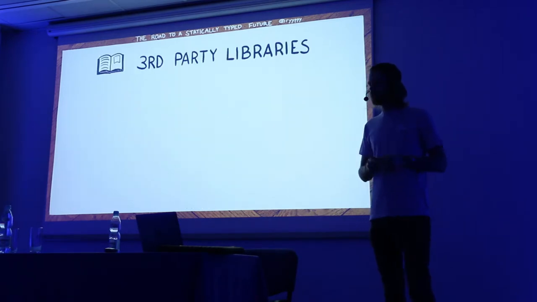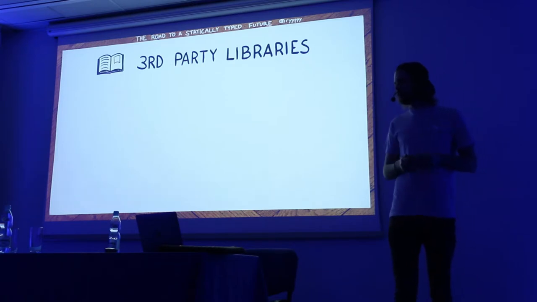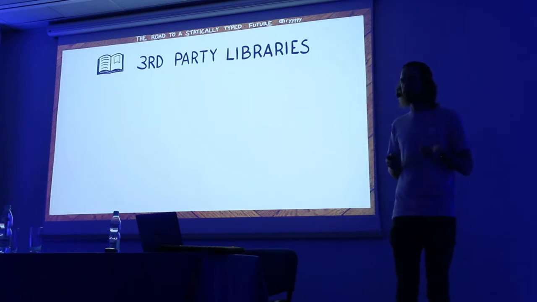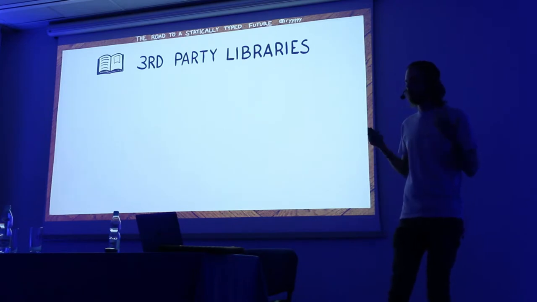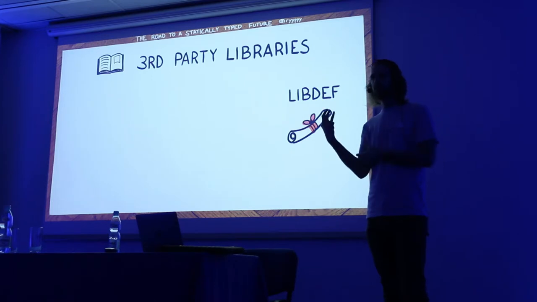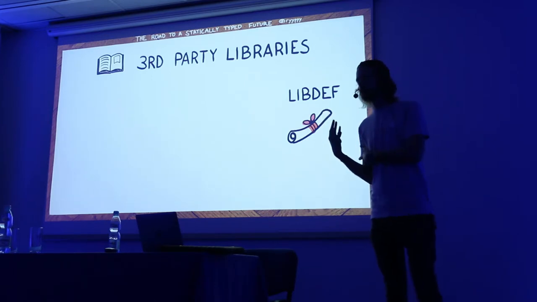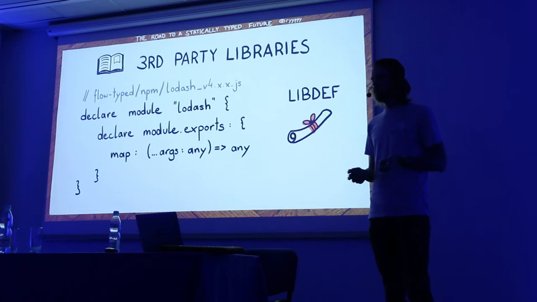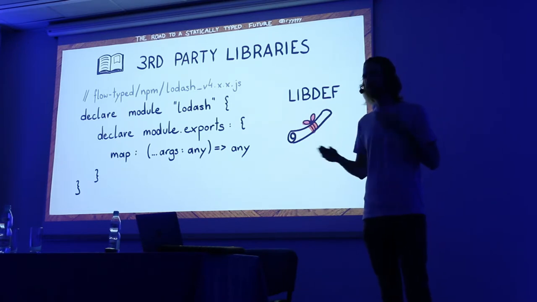All right, third-party libraries are the worst thing in this whole thing, because we know Node.js and JavaScript have a very vast community. There are a lot of modules out there, and most of the modules are not typed. Most of them are not using TypeScript, none of them are using Flow or whatever. So what we need is some kind of wrapper, some kind of contract, which is called a library definition. And Flow has a specific syntax for that. It looks like this. This is not code, it's basically just information for Flow on how to interpret the library.